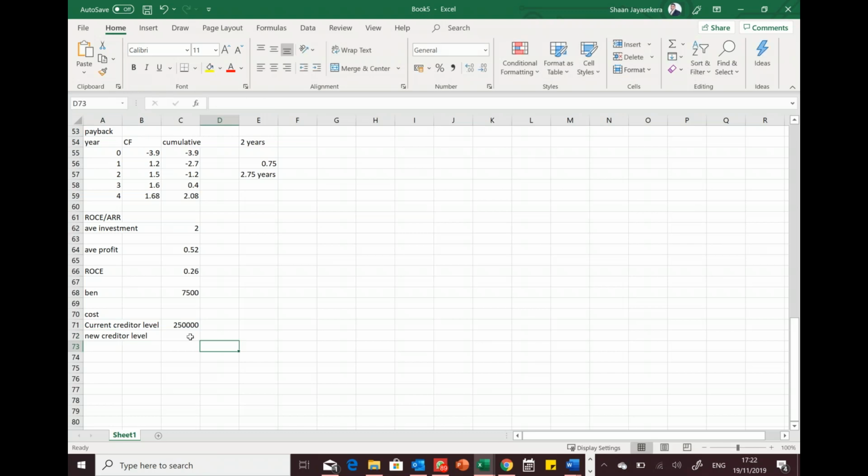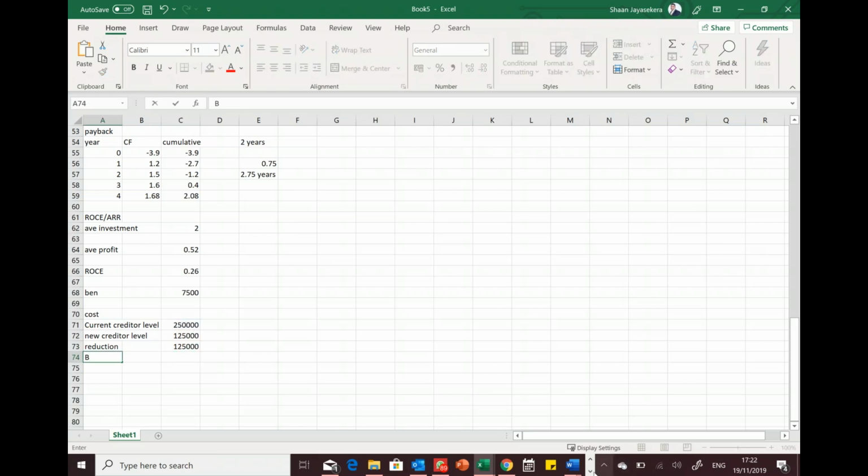New creditor level. Well, if I'm paying in half this period, if I'm paying in 30 days, this should actually happen, right? So which means it's 1,500,000 divided by 360 now into 30. So you can actually see it has reduced by half. So the reduction will be basically equal to this minus this. This is what I need to finance through an overdraft.